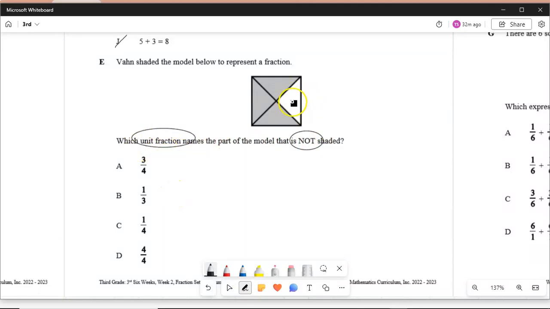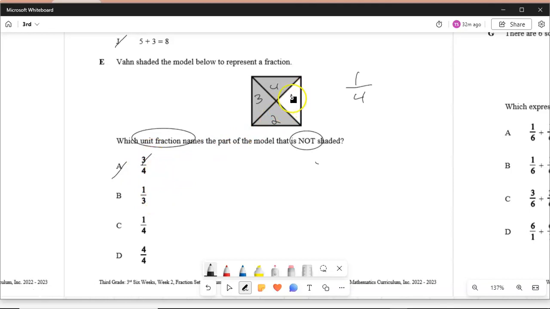Okay, it looks like I got 1 piece that's not shaded. So that means my numerator will be a 1. And there's 2, 3, 4 total pieces. So that'd be 1/4 a piece of not shaded. Okay, right here A said 3/4. 3/4 is the part that's shaded, and that is not a unit fraction either.